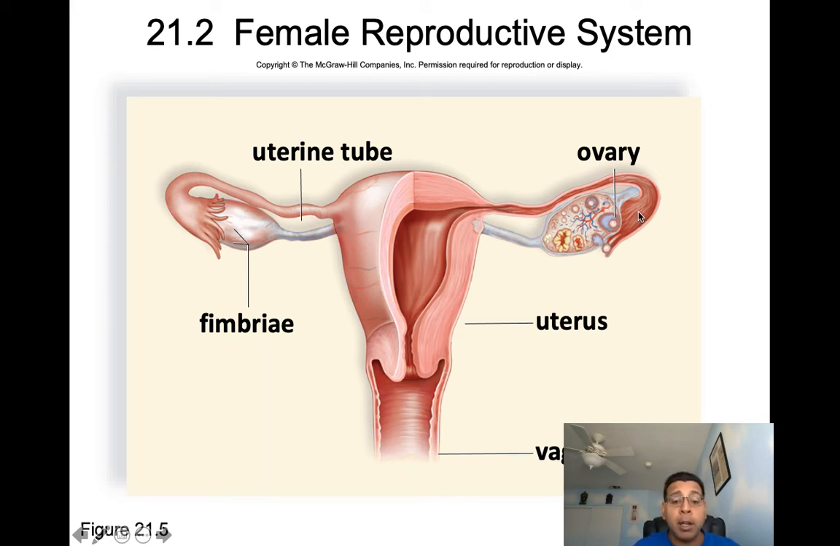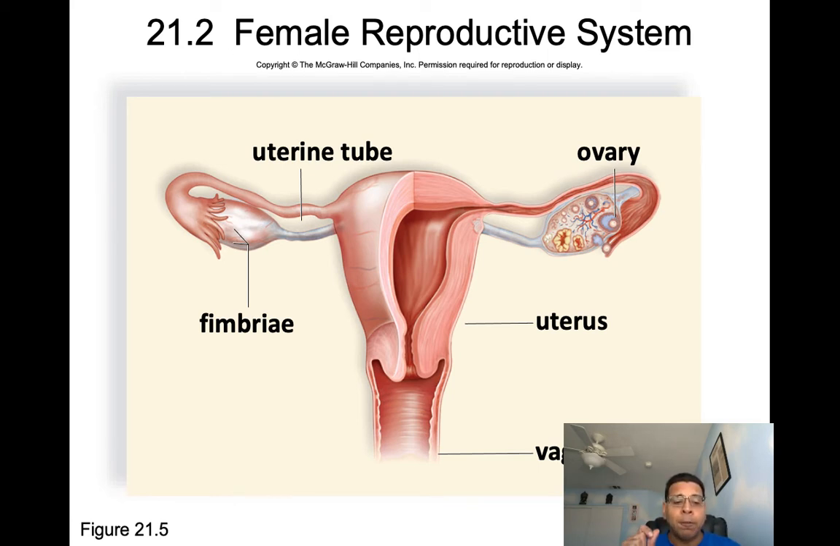Now from there, the oocyte is going to be pushed slowly towards the uterus. From there, you can see it's going to be slowly pushed towards the uterus. An oocyte lives only around 6 to 24 hours unless fertilization occurs.